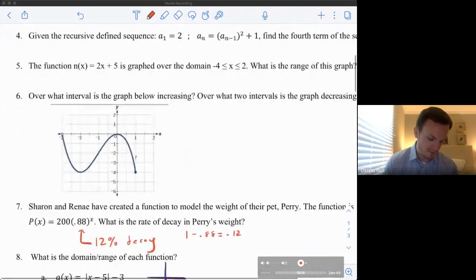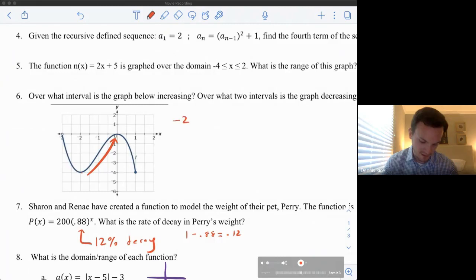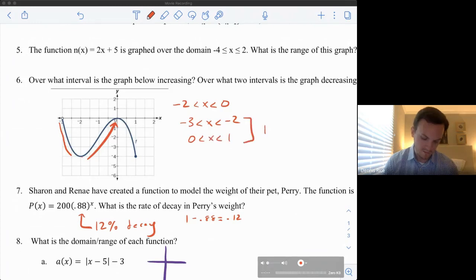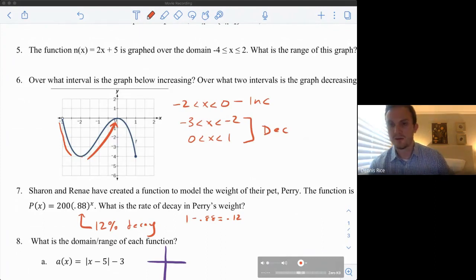Increasing, number 6, while I have it up here: you look for where does the function go up? Okay, so that would be between -2 and 0. We don't include those borders. We count them as neutral. It's decreasing when it's going down, so that's between -3 and -2, and it's decreasing from 0 to 1. Decreasing, the function's going down. Increasing, the function's going up. Other ones, throw them out.